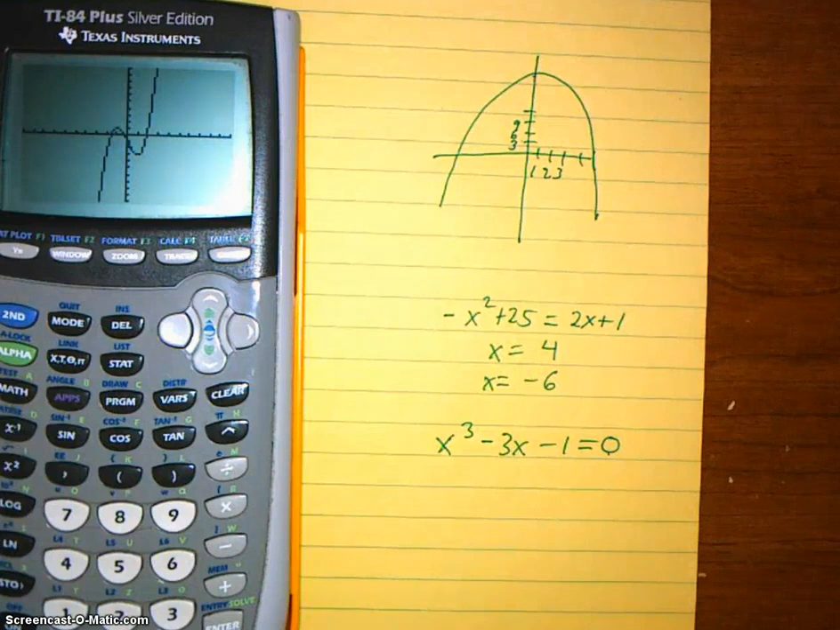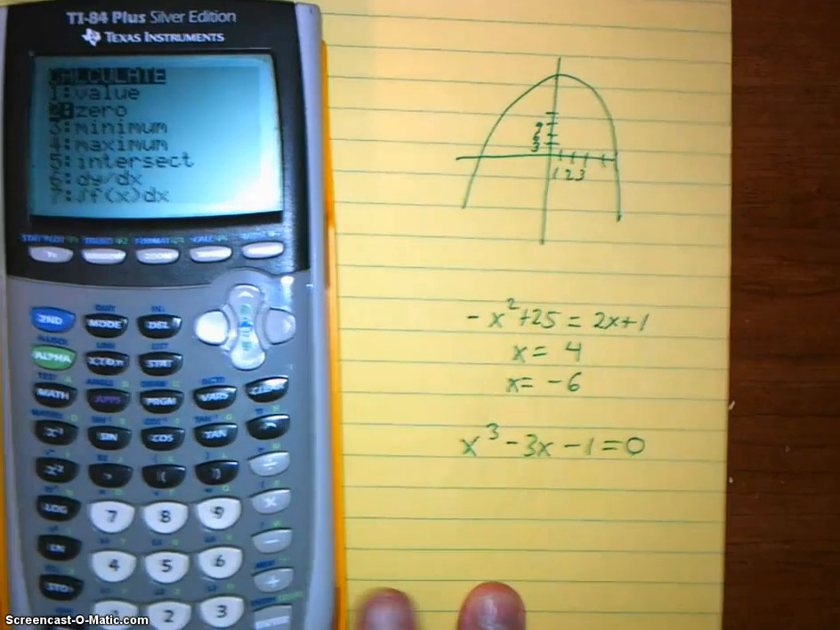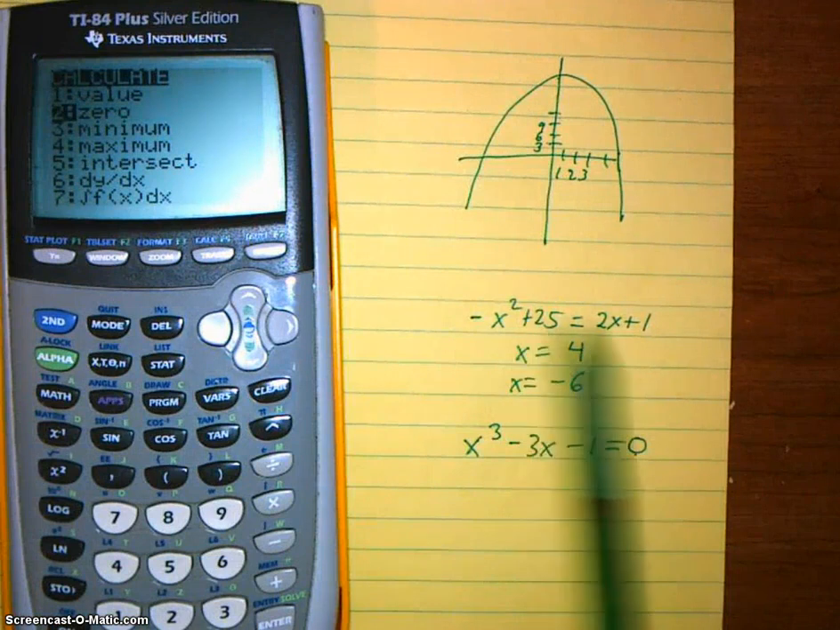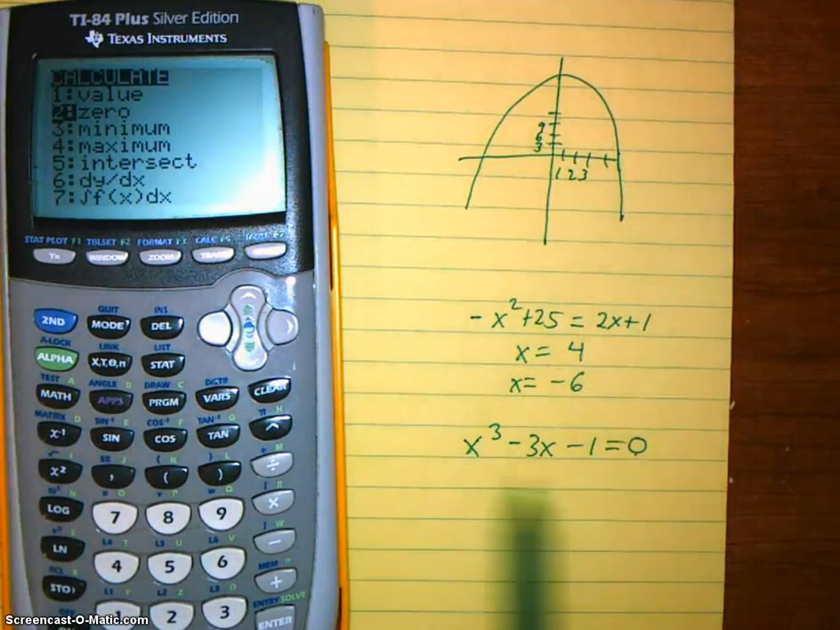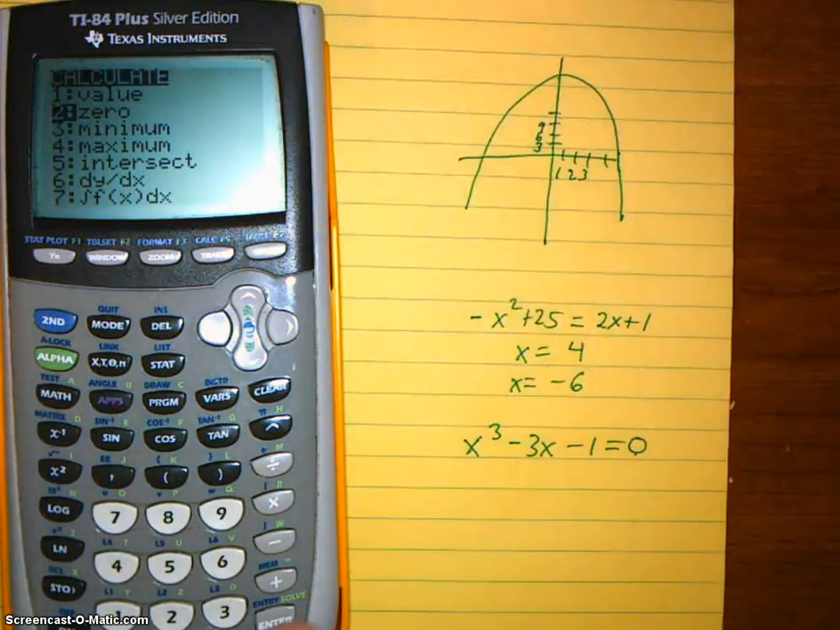All right, to solve, we go calculate. This time we're looking for zeros. So notice there's 2 different situations for solving equations. If you have stuff on both sides, like we did on this first equation, you use the intersect option. If you only have stuff on one side and equal to 0, you use the 0 option.